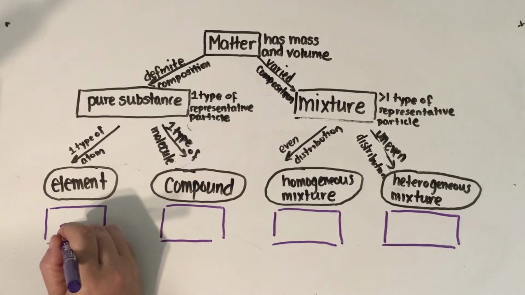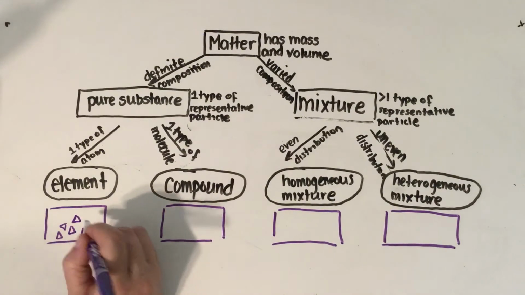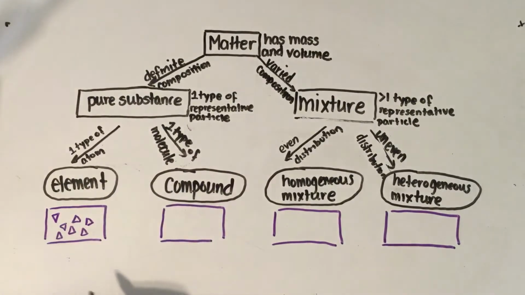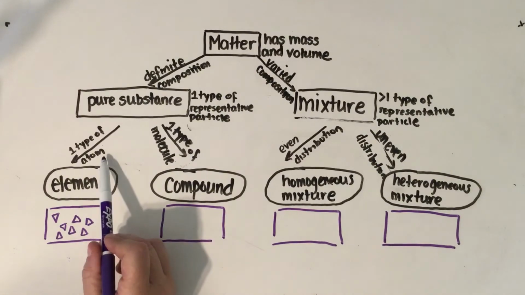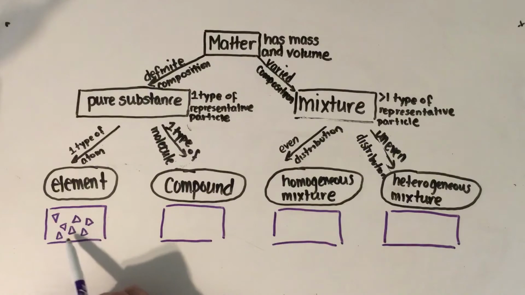So here I'm going to use triangles, but you could use squares, circles, whatever shape you wanted, as long as you just kind of copy and paste. You're repeating the same shape over and over again. If you only have one type of atom, that's one type of shape, or even one type of shape with a certain color, now you have an element.